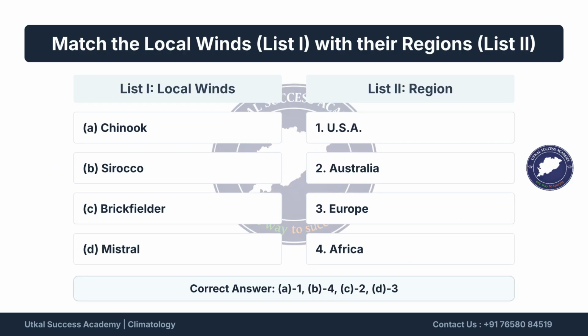Next, let's match local winds with their regions. Chinook is found in the USA, Sirocco in Africa, Brickfielder in Australia, and Mistral in Europe. The correct matching is A1, B4, C2, D3.